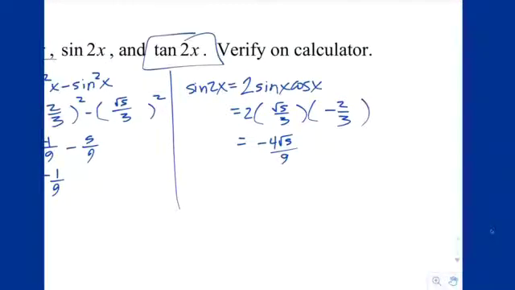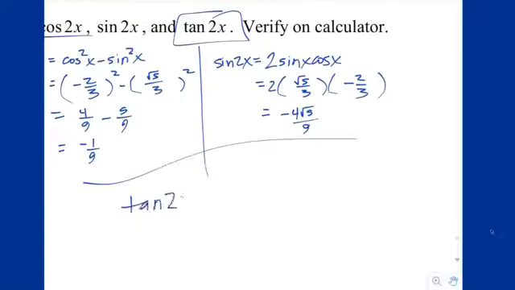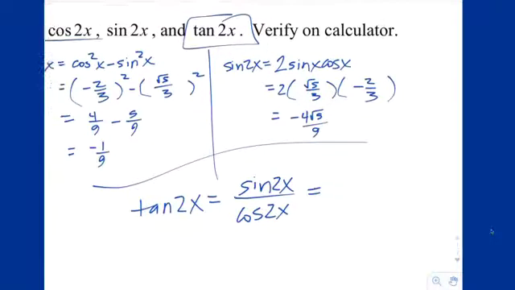Now tangent of 2x. Did we learn a double angle identity for tangent of 2x? No, but we know how to get it from the sine and cosine, right? Because tangent of 2x should be equal to what in terms of sine and cosine? Yeah, sine of 2x over cosine of 2x. That's an old identity, right? That's the ratio identity. As long as the angles are the same, it works. Well, I already found sine of 2x and I already found cosine of 2x. So this one's kind of nice. I'll just take the ratio of the two.